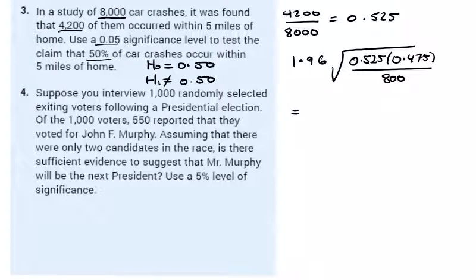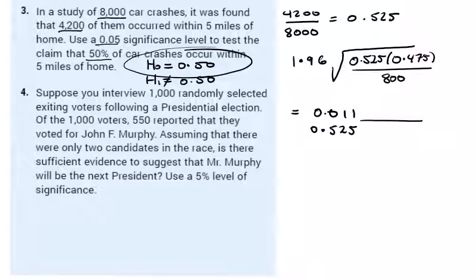This is giving me 0.010943, so I'm going to round it off to 0.011. I think that's enough figures here. These decimals aren't going to affect the answer. So I need to add that to my 0.525, and I have to take it away from my 0.525 to find this range of values.